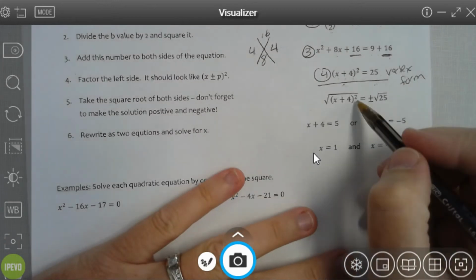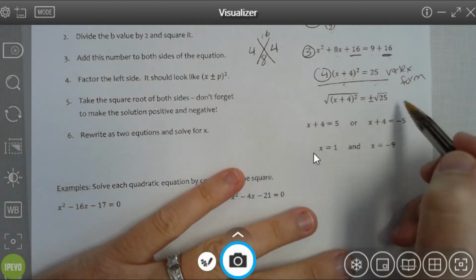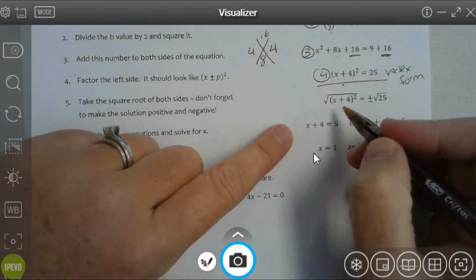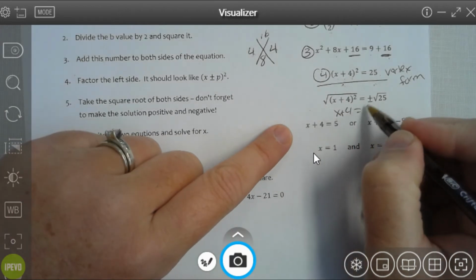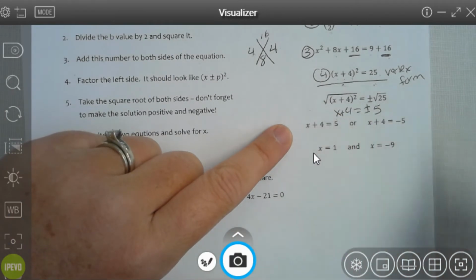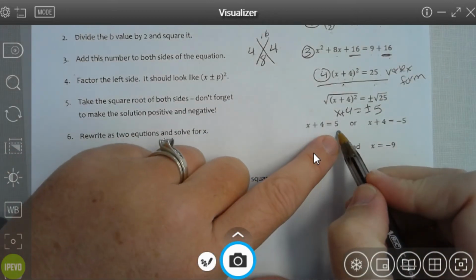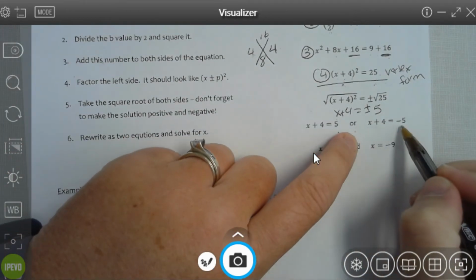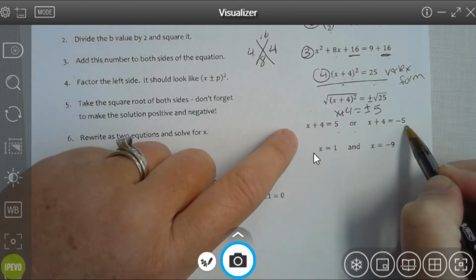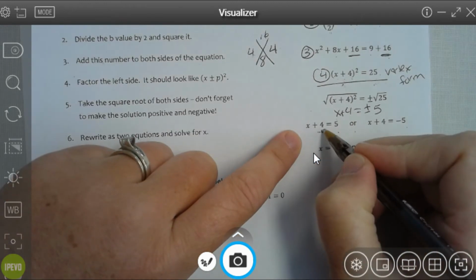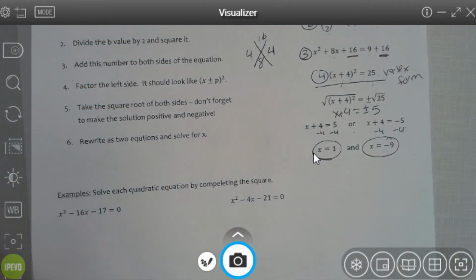So to finish solving, to get rid of a square, we have to square root both sides. That gives me x plus 4 equals plus and minus 5. Since it equals positive and negative 5, I have to solve it equal to a positive 5, and then equal to a negative 5. So either one of these would work. We subtract 4 over. That gives me x equals 1. Subtract my 4 here, that gives me x equals negative 9. So those are our solutions.